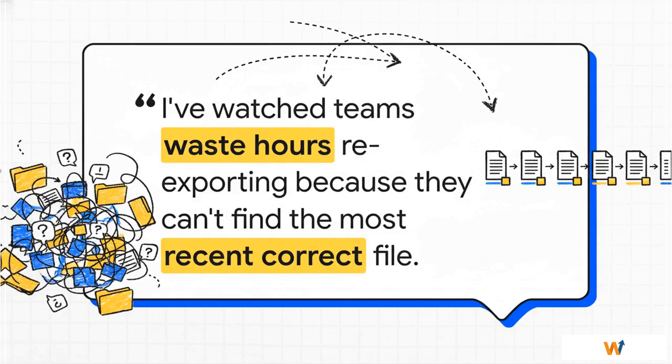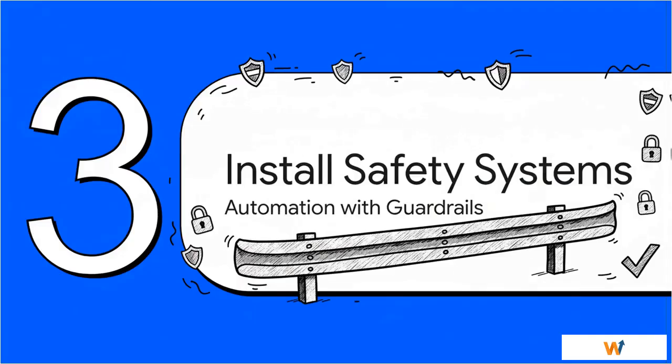But listen, all that speed is useless if you can't find the final files. A strict naming convention is absolutely crucial here. As the source material points out, teams waste hours every single week just trying to find the most recent, correct version of a file. A simple, logical naming system solves this problem instantly. Don't skip this part.